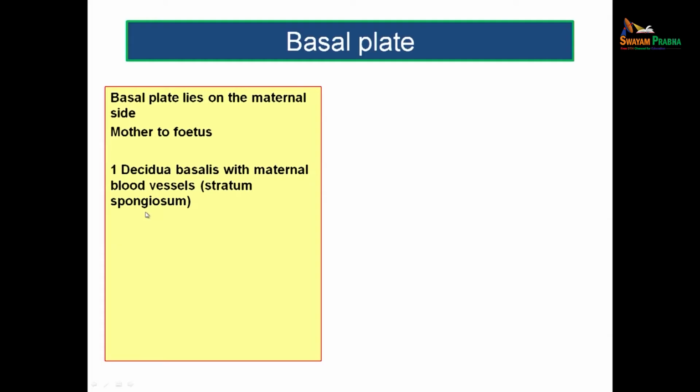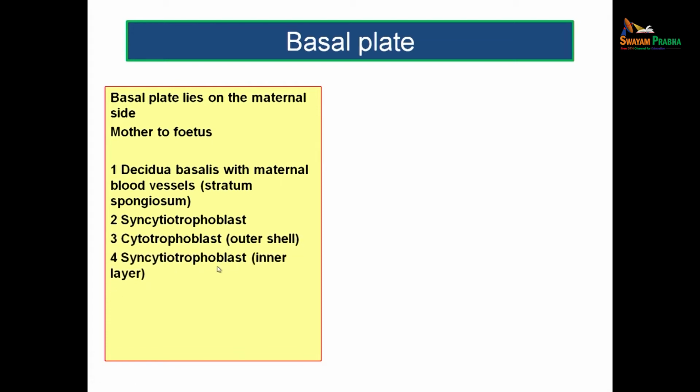Decidua basalis is a part of the endometrium of the mother, the endometrium of the uterine cavity. So, the decidua basalis will be the first structure you see when you are standing on the mother's side of the placenta. And this is actually a part of the stratum spongiosum layer of the endometrium. After that, you will get the syncytiotrophoblast followed by the cytotrophoblast outer shell. Then you will get one more layer of syncytiotrophoblast, known as the inner syncytiotrophoblast layer.